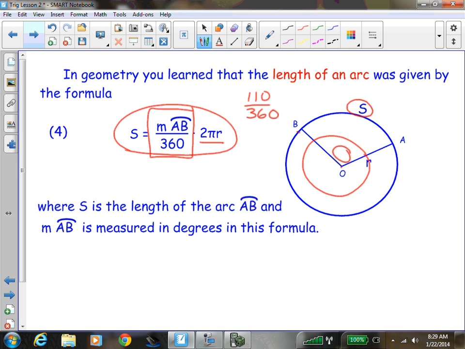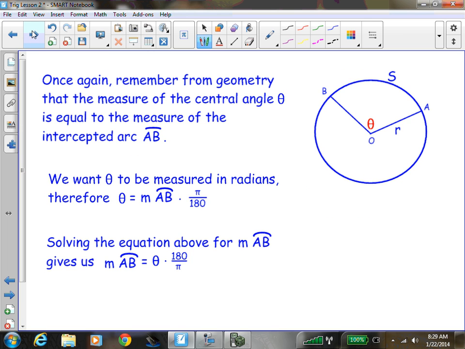Now, there's some things that you learned in geometry that will simplify this a little bit, and that's what we're going to find out here. So let's look here. If you remember from geometry, the measure of a central angle is equal to the measure of the intercepted arc. So that theta is the same as that in degrees. We want the theta to be measured in radians so that we can get the arc here in radians. And so we know that theta then is going to be the measure of the arc in degrees multiplied by pi over 180.